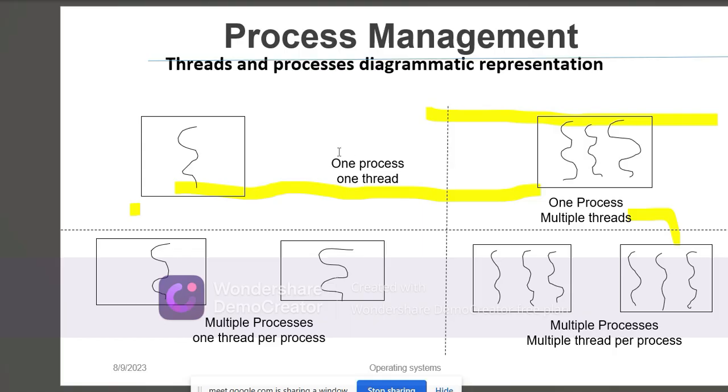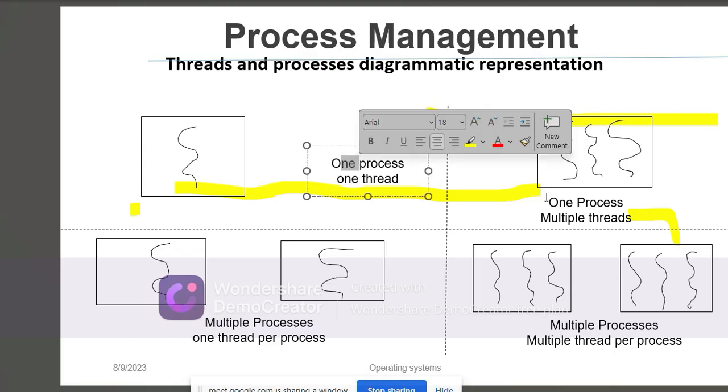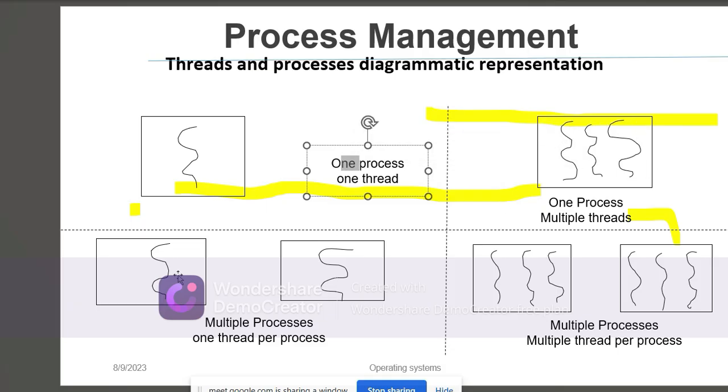Now see the diagram. This is one thread, one process. This is one process with multiple threads. This is multiple processes with one thread per process, and these are multiple processes and multiple threads.